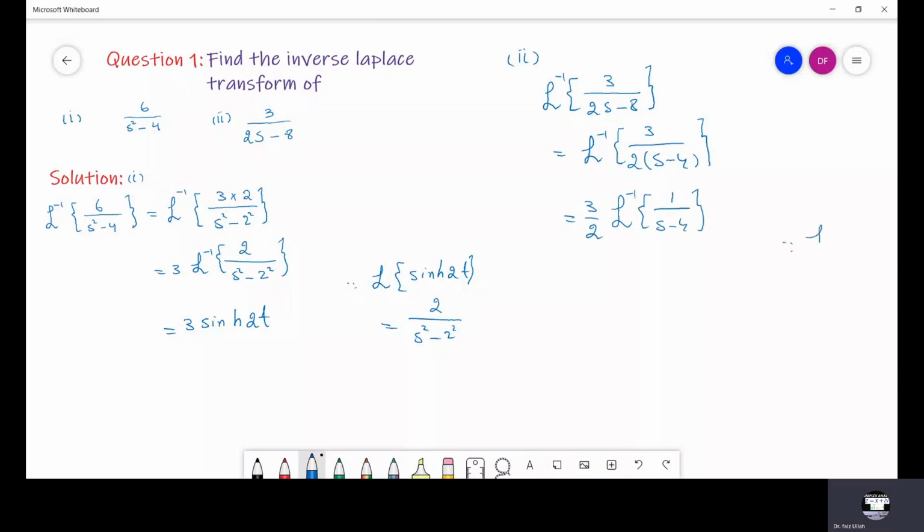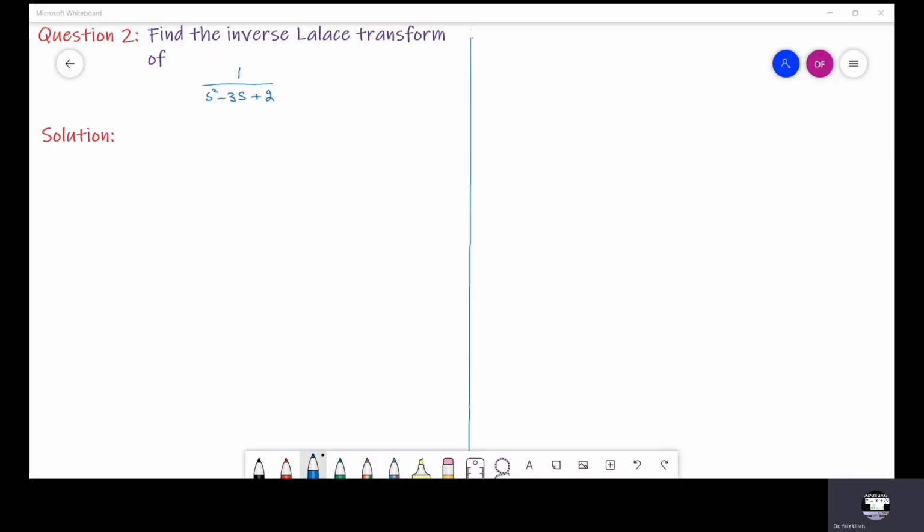Now let us see the property. We know that the Laplace transform of e to the power at is equal to 1 over s minus a. Here a is 4. So therefore we can write this is equal to 3 by 2 e to the power 4t, and that is the solution.